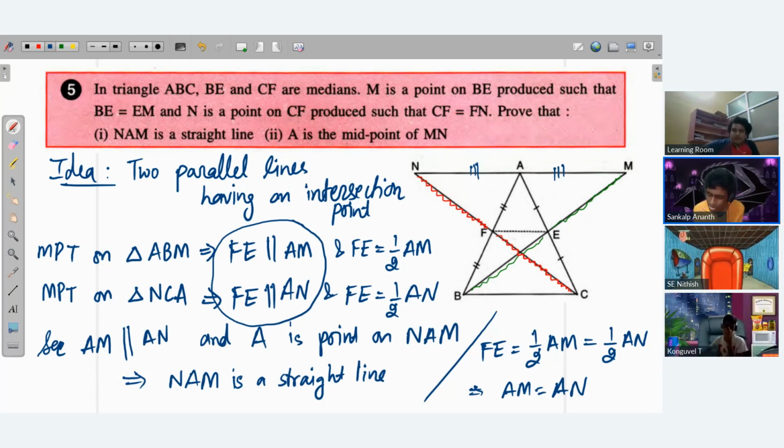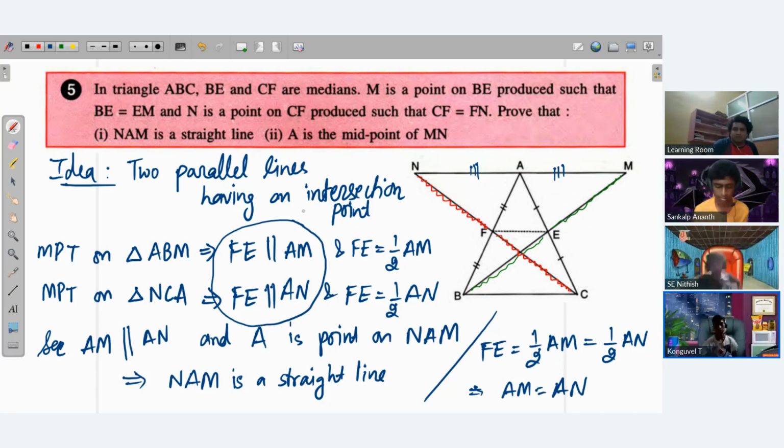What do you mean? Any part of it is also parallel, right? Yes, sir. So two parts are parallel, and I have a meeting point also. So that's why it is a straight line. Sir, but how do you prove A is a point on NAM?